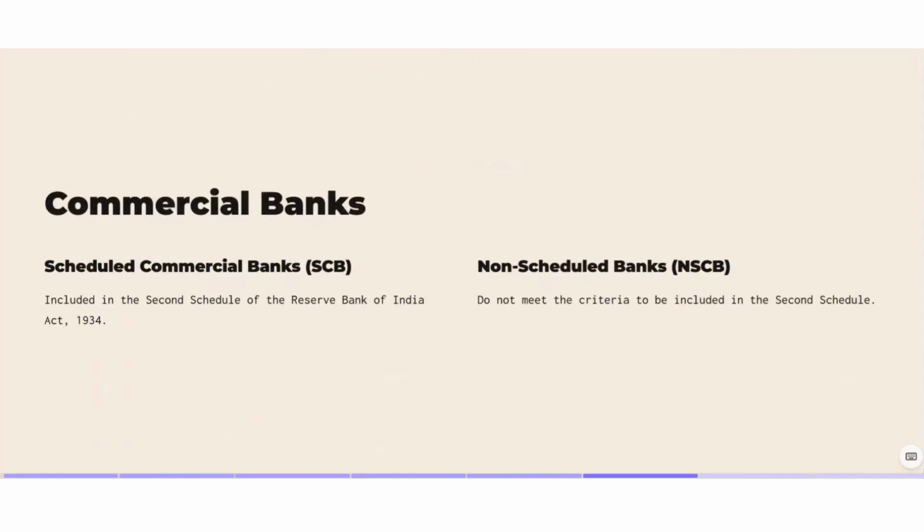Commercial banks are of two kinds, which is interesting to know and important also for us. Scheduled commercial banks, you can call it SCB, and non-scheduled commercial banks, NSCB. Scheduled banks are included in the second schedule of the Reserve Bank of India Act 1934, which are listed, and there are some criteria which banks are required to fulfill, certain conditions which are enumerated under the Reserve Bank of India Act to be listed under that schedule. Non-scheduled banks do not meet the criteria to be included in the second schedule of the RBI Act.